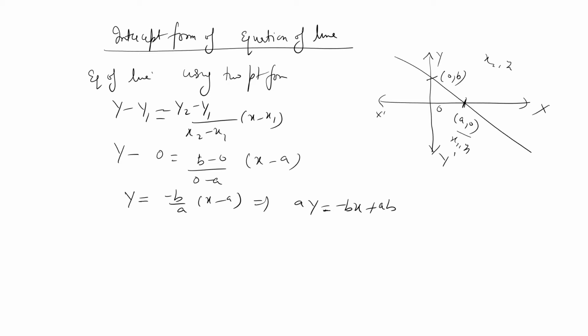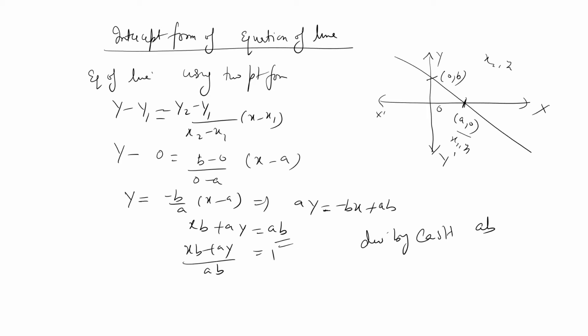Okay. Now see from here what I am doing. xb plus ay is equal to ab. Now what will I do? I will divide by the constant. The constant term here without x and y is ab, on both sides. So it will be xb plus ay upon ab, and ab upon ab is 1. Now just reduce it. It becomes x upon a plus y upon b is 1. This is called the intercept form.